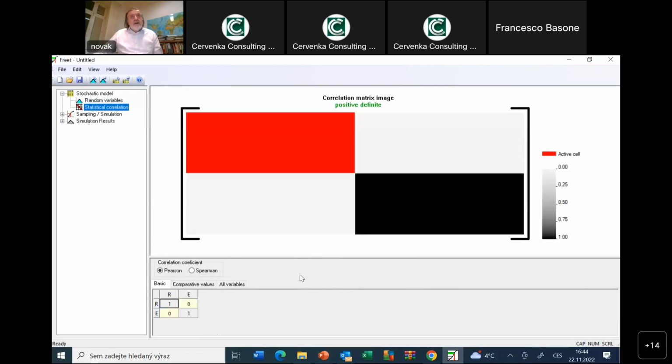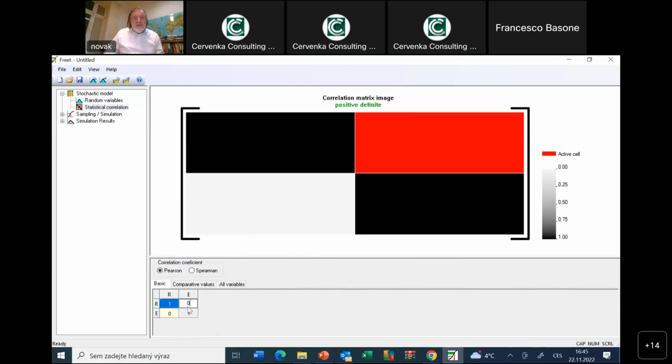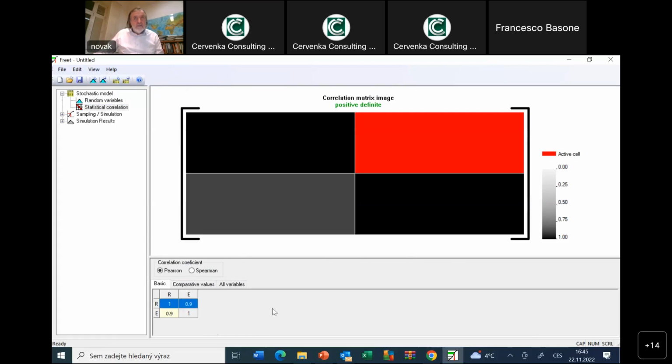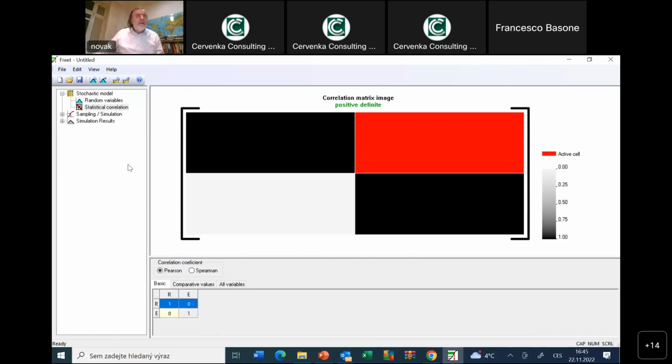Then I click on stochastic correlation. There is a stochastic correlation matrix, and optionally, my variables are not statistically correlated. But if they are, I will put in the correlation. And this is just the image of the correlation matrix. So I will go back, I will go back again.